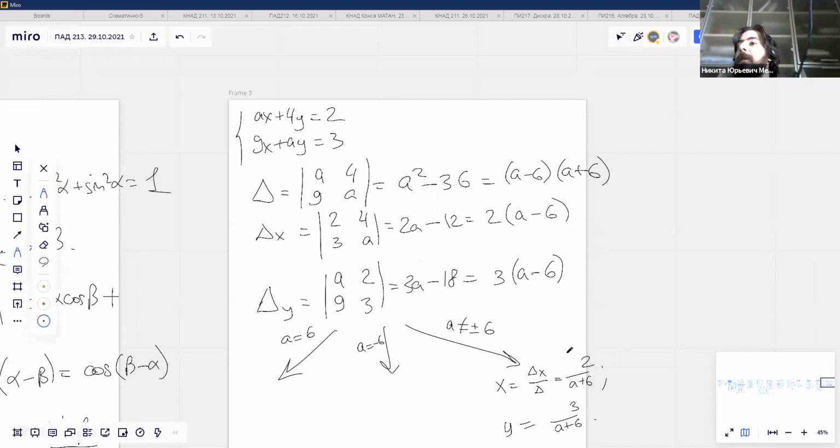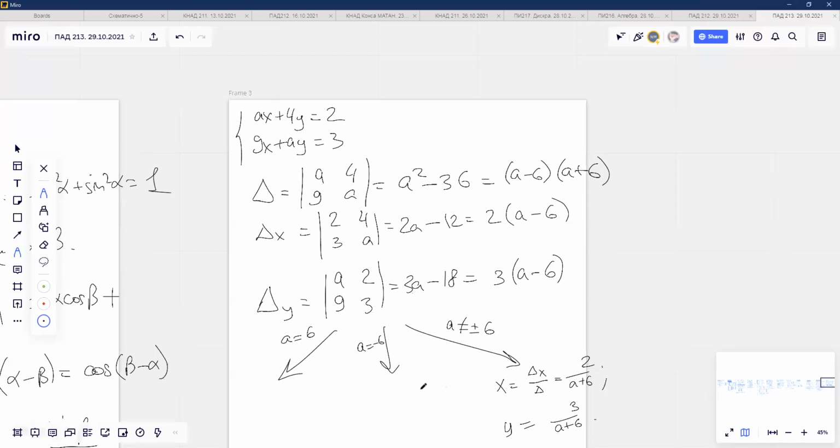I don't know why, no idea. So, thank you. Please note that getting this was much easier than using Gaussian elimination. We did it very fast and easy.